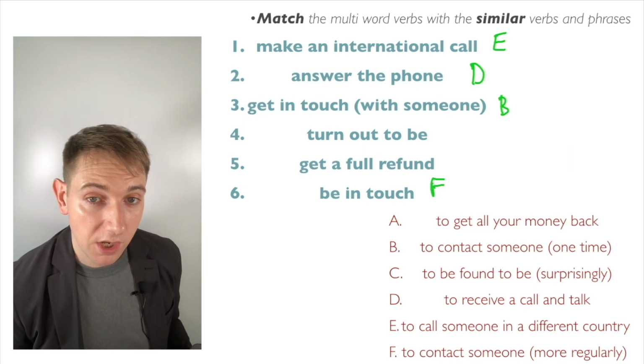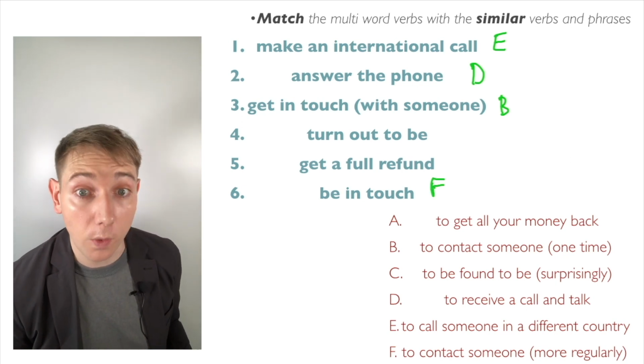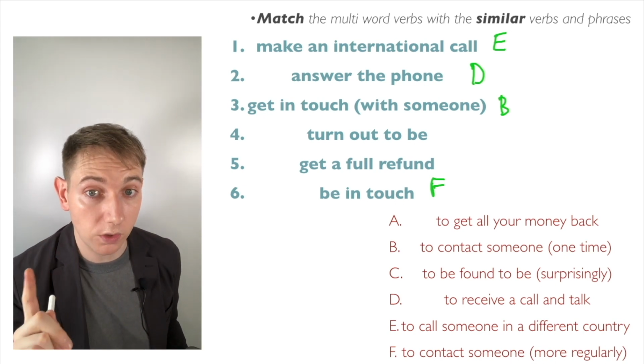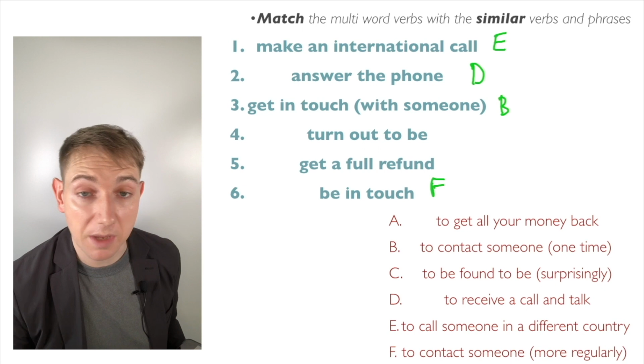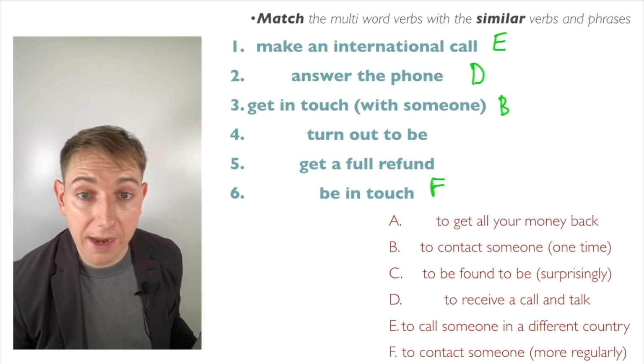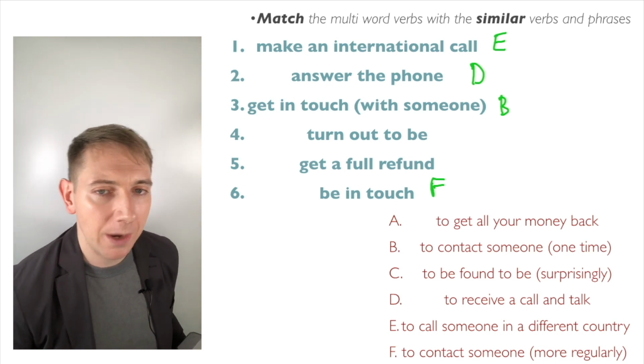Be in touch. If you are in touch, again, with someone, it means you contact them regularly. Not just once, you contact them many times. Maybe every week or every day. For example, we might say, I'm in touch with my parents. I contact them regularly. The next one, turn out to be.